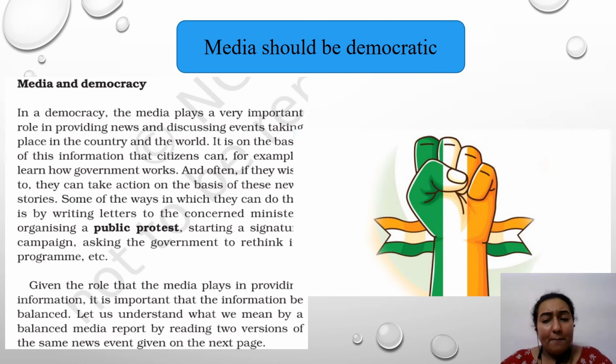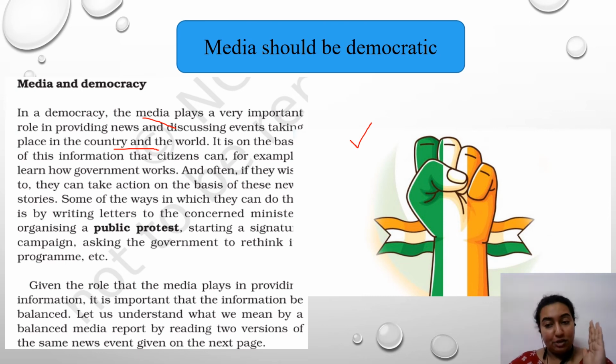Now, from your book point of view, from NCERT point of view, it's mentioned that media should be democratic. Now, it is showing that we have hand up in the air and it is showing democracy. Now, in a democracy, the media plays a very important role in providing news and discussing events that are taking place in the country and the world. Now, how can it not show the actual footage or the actual reality? When there is pressure on the media from influencers, politicians, government ministers, and etc. If such people are pressurizing media and media is not showing the actual and truth image of what is happening, the original footage, so it is not democratic.